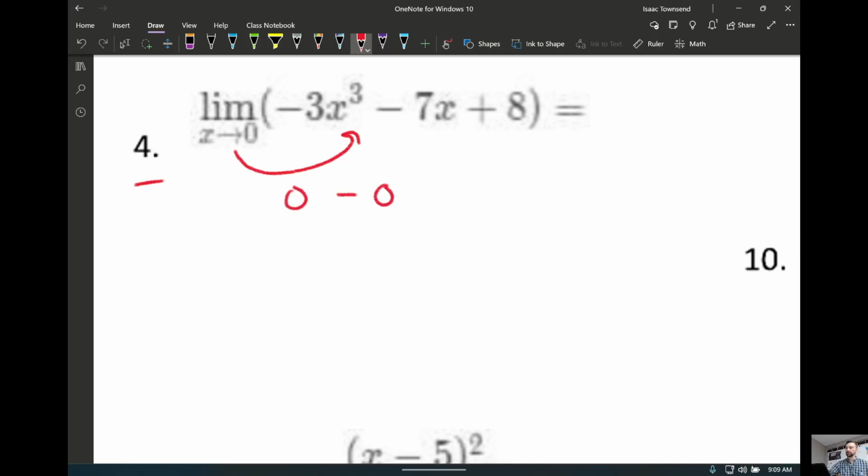Plug in 0. If you don't get 0 over 0, that is your answer. You are done. Don't try to make it more complicated than it needs to be. Always start with direct substitution and hope that that works.